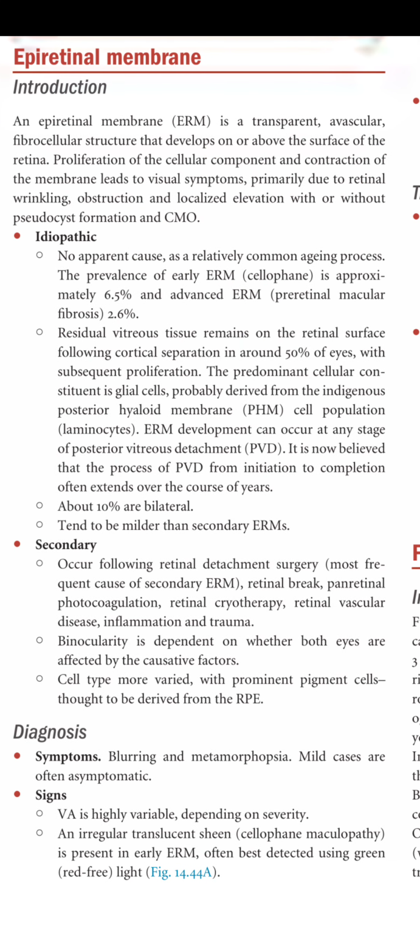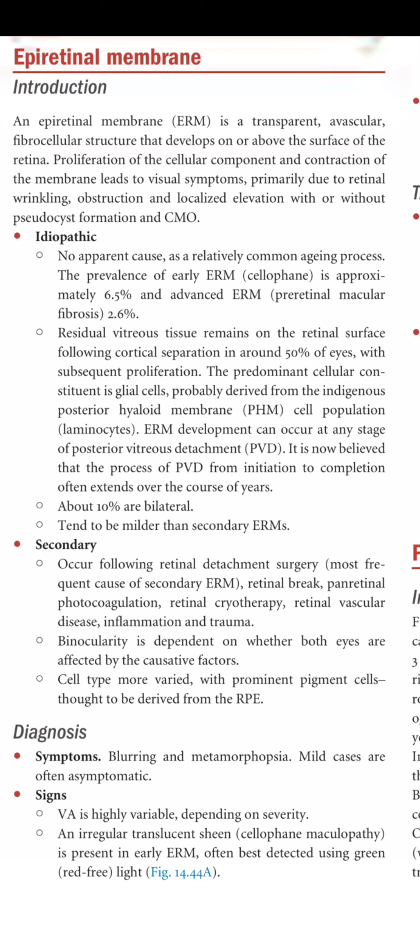ERM development can occur at any stage of posterior vitreous detachment. It is now believed that the process of PVD from initiation to completion often extends over the course of years. About 10% are bilateral, and tend to be milder than the secondary ERM. So these are milder and usually bilateral, 10% of these are bilateral.